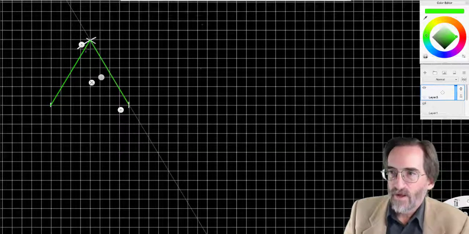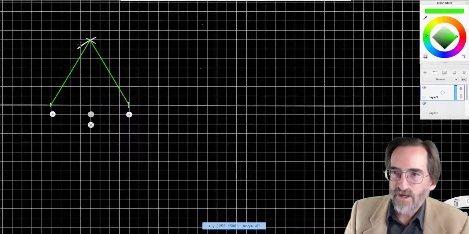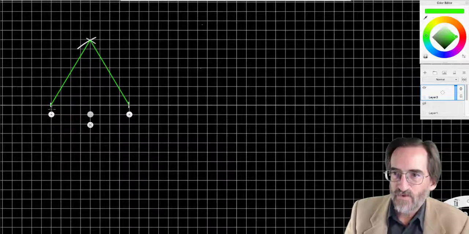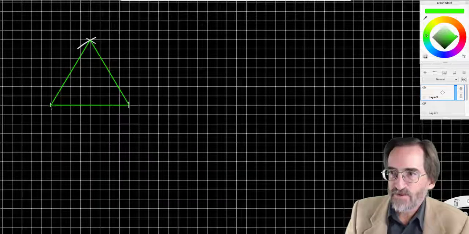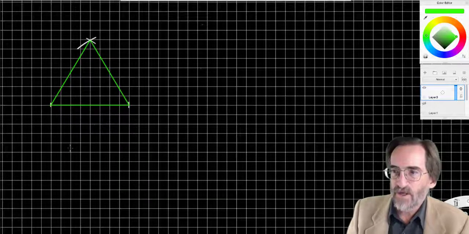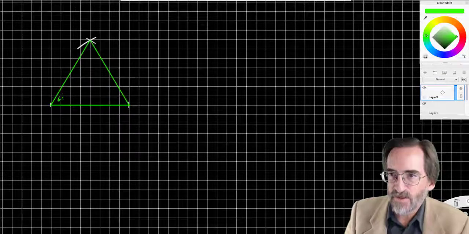Okay, and if you think about it, if all the sides are the same length, then all the angles are the same measure as well. And if all the angles are the same measure and they add to 180, 180 divided by 3 is 60. So each angle is 60 degrees.